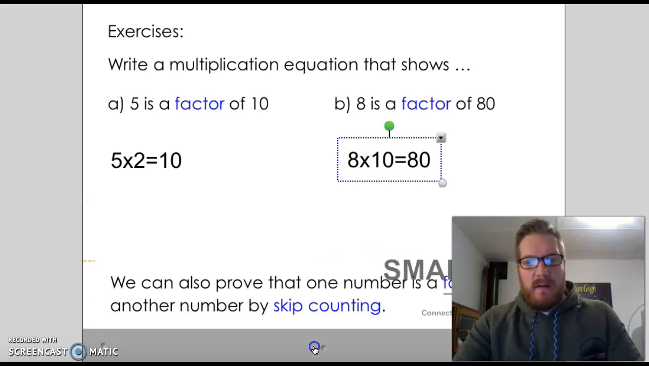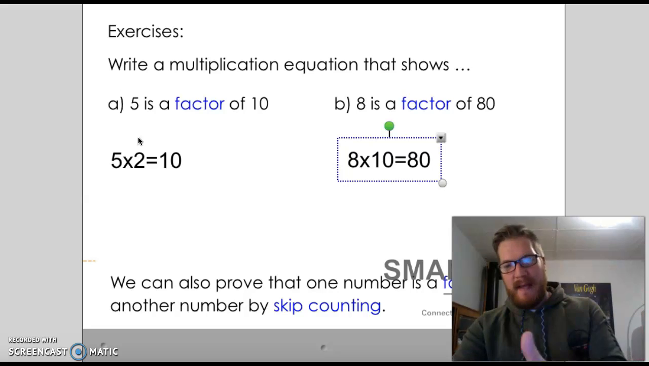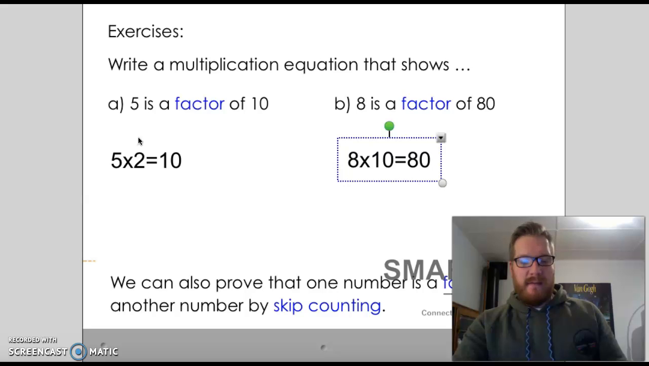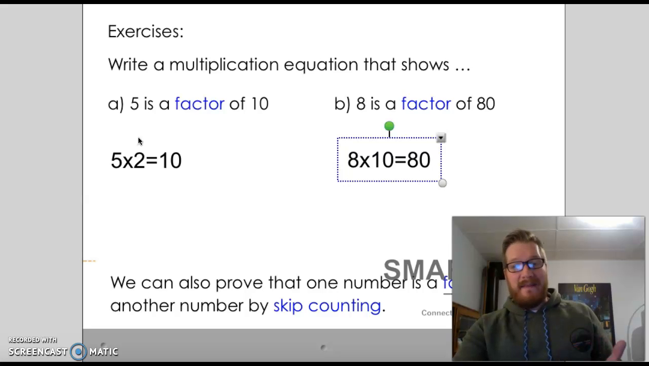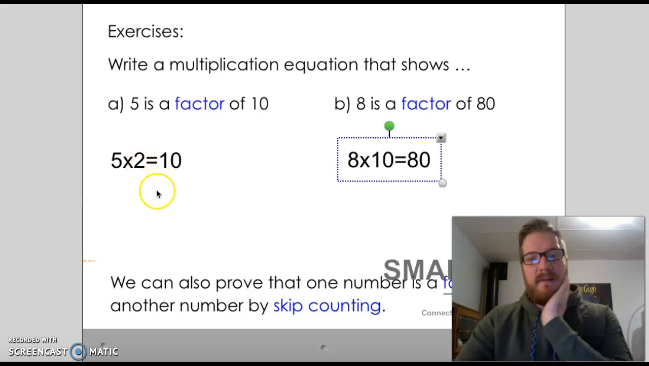And then the one down here says we can also prove, maybe you can't see that over my camera, that one number is a factor of another number by skip counting. And so what we could do here is skip count by 5 to get to 10. We could say, well, 5, 10. And so 5 is a factor because we can get to 10, our target number. We could skip count by 8s and see if we get to 80. So you could go 8, 16, 24, 32, 40, 48, 56, 64, 72, and 80. And because we land on our target number, then we know that 8 for sure is a factor of 80.